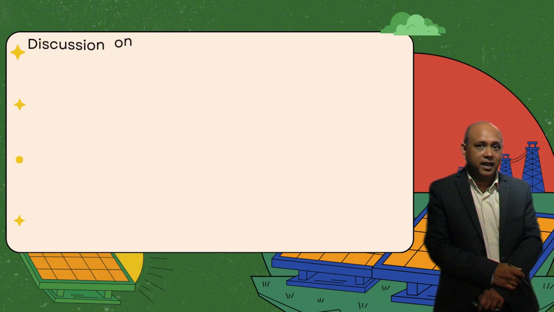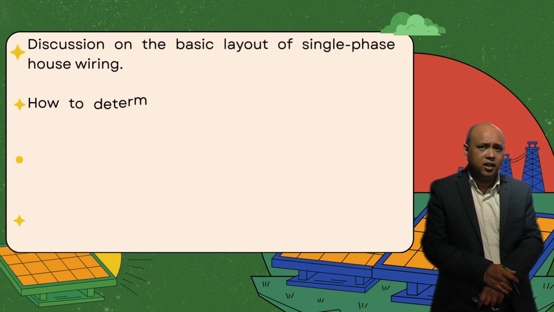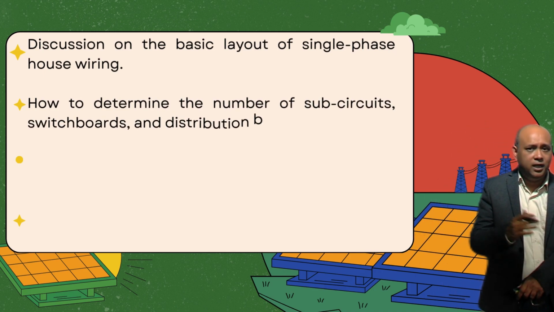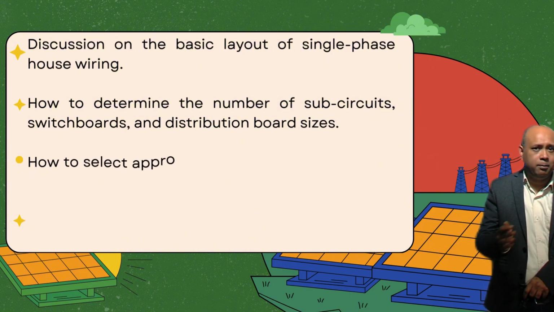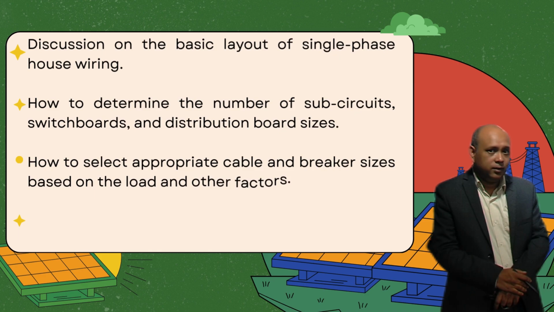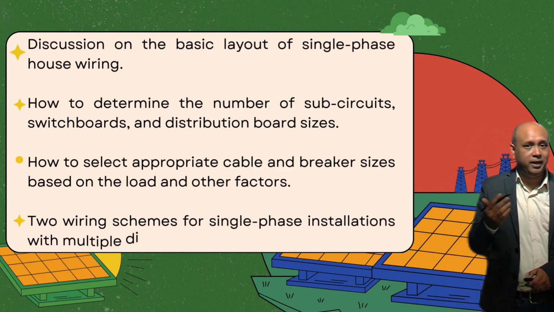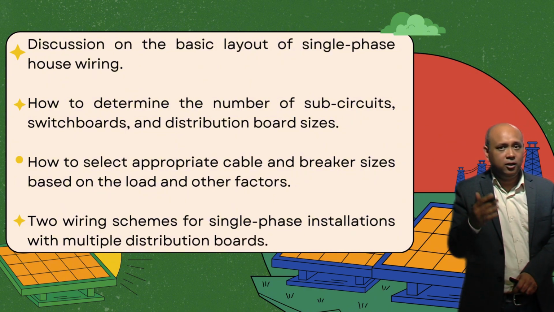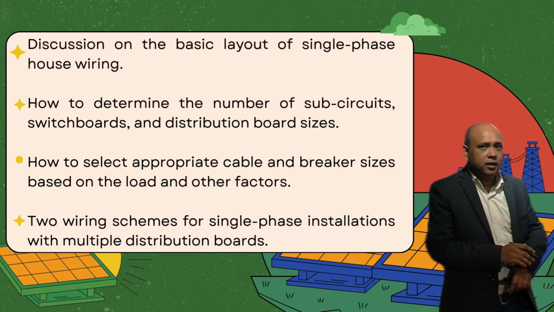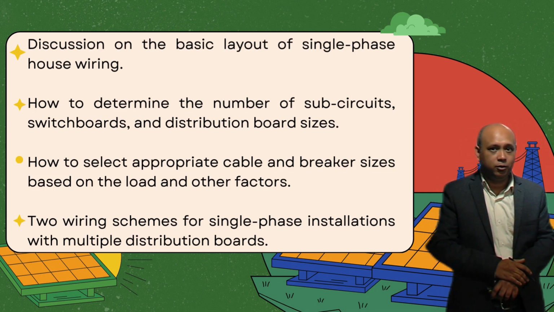Dear learners, in this lecture, we started with a discussion on the basic layout of single-phase house wiring. We learned how to determine the number of subcircuits, switchboards, and distribution boards. We then explored how to select the appropriate cable and breaker sizes based on the loads and other factors. Finally, we have discussed two wiring schemes for single phase installations with multiple distribution boards.